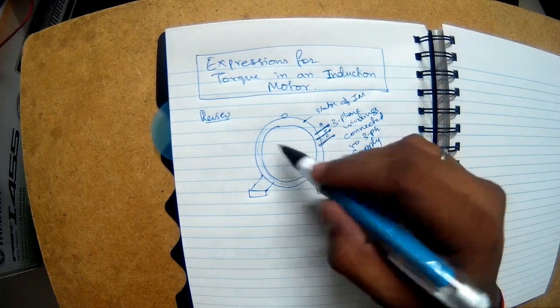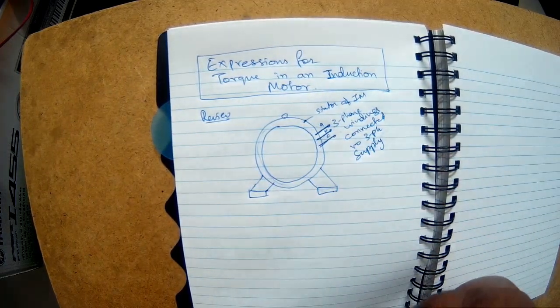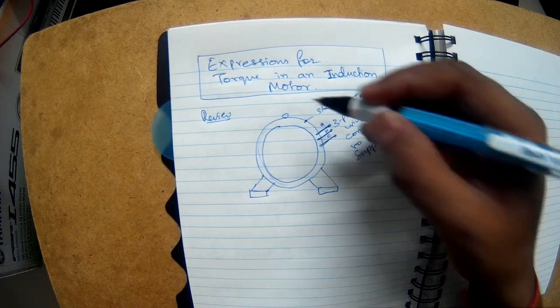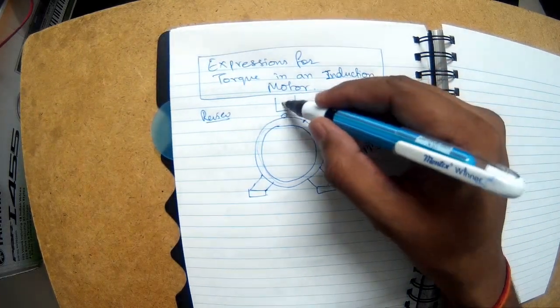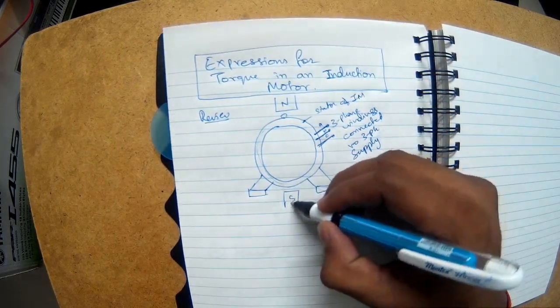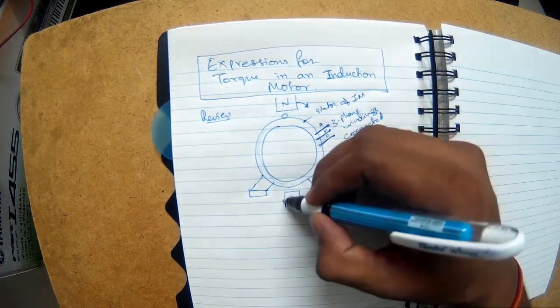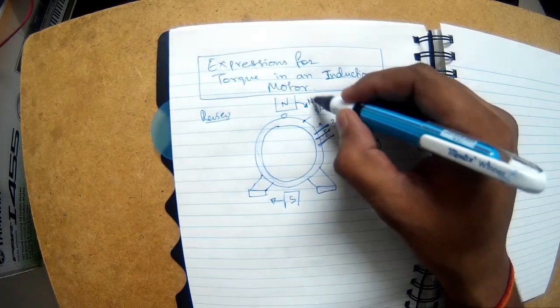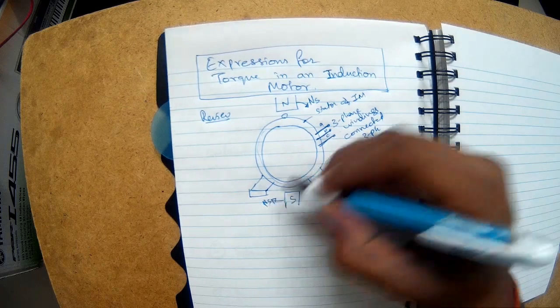So this is the air gap. Inside the air gap, a rotating magnetic field is set up. The effect is as if there is a north pole here and a south pole here, and this north pole and south pole are rotating at the speed Ns, the synchronous speed.